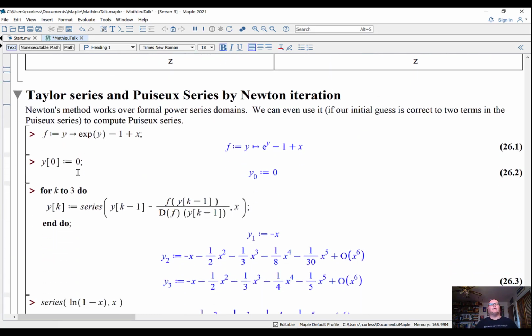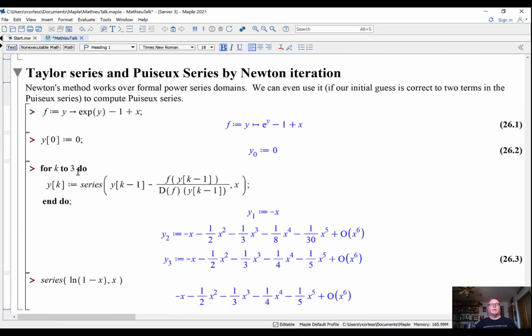One really interesting thing that most people don't learn in our standard curriculum is that Newton's method works over formal power series. You don't have to just compute Taylor series. You can use it to compute Puiseux series, and you can use the same algorithm. You use Newton's method, you just need a little bit better accuracy for Puiseux series.